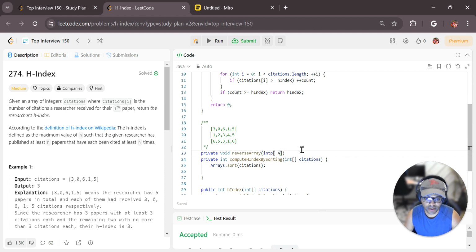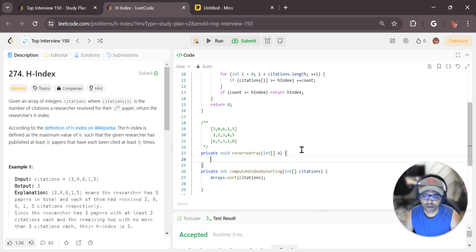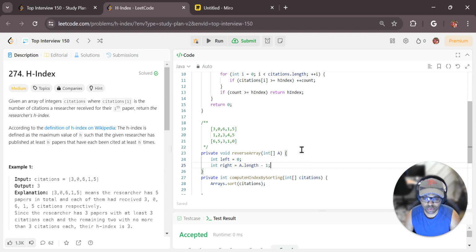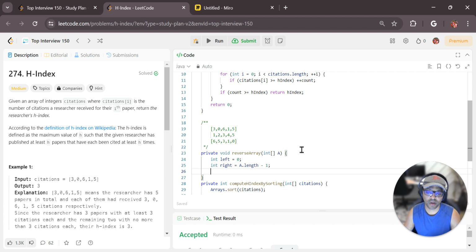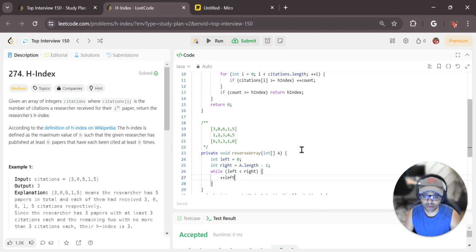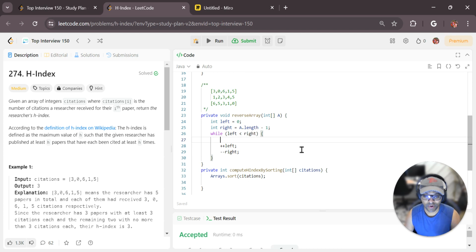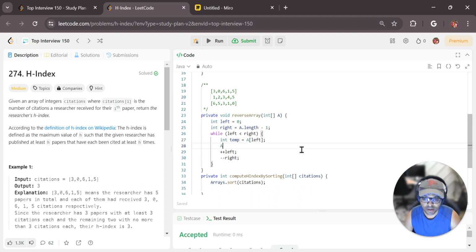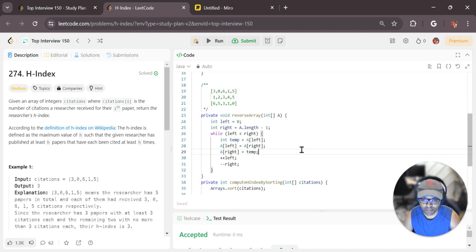Reverse array int a. Sorry about that. Okay, so the way we reverse is we start left on the 0th index, right on a dot length minus 1, and we keep on swapping elements until left is less than right. And I don't want to forget this, so I generally do this a lot. I first do that and then write the code above that. Okay, in while loops especially, for loops are okay. Now we swap. So we do int temp equal to a of left, a of left equals a of right, and a of right equals temp. There you go. So that's our reverse array helper.